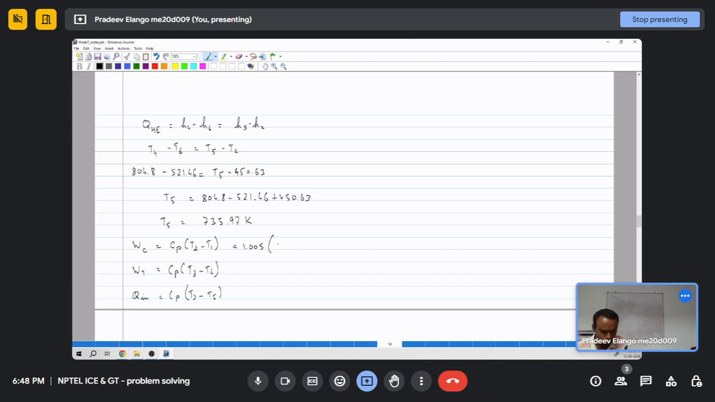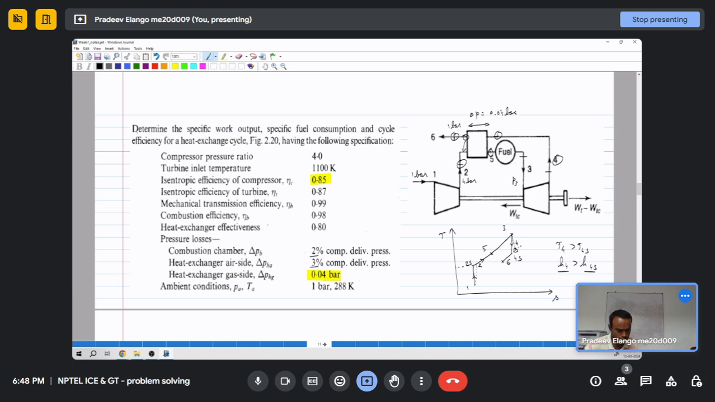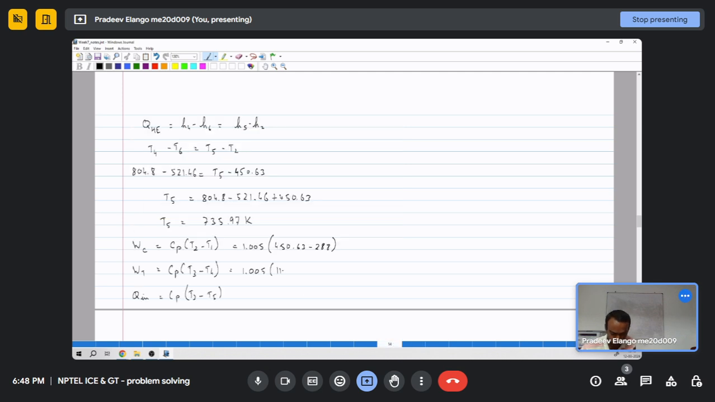So Cp is 1.005 into T2, which is 450.63, minus 288, the ambient temperature. T3 is 1100 Kelvin, the turbine inlet temperature, minus T4, the turbine outlet, which we have calculated earlier, that is 804.8. And T3 is the same 1100, minus T5, which we have calculated, 735.97. So we can calculate all these values: compressor work, turbine work, and heat added.